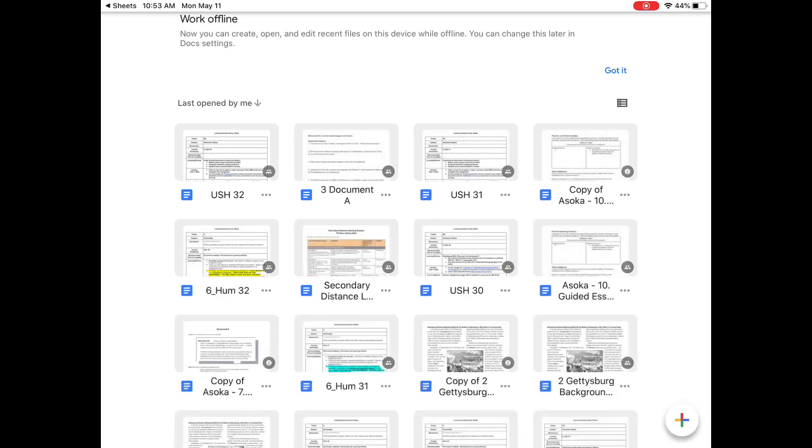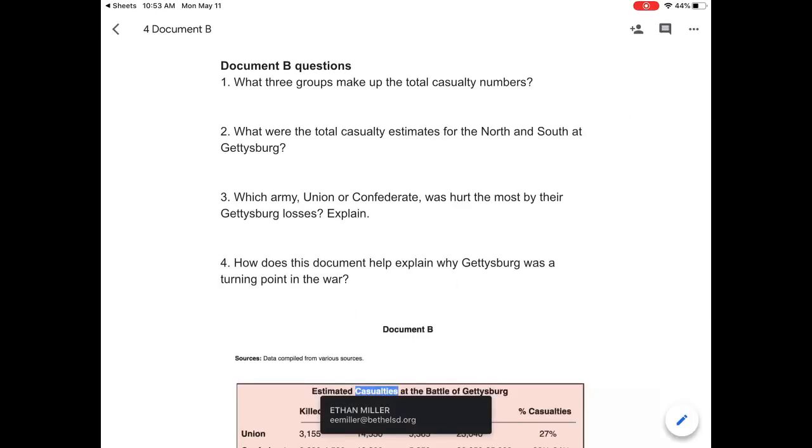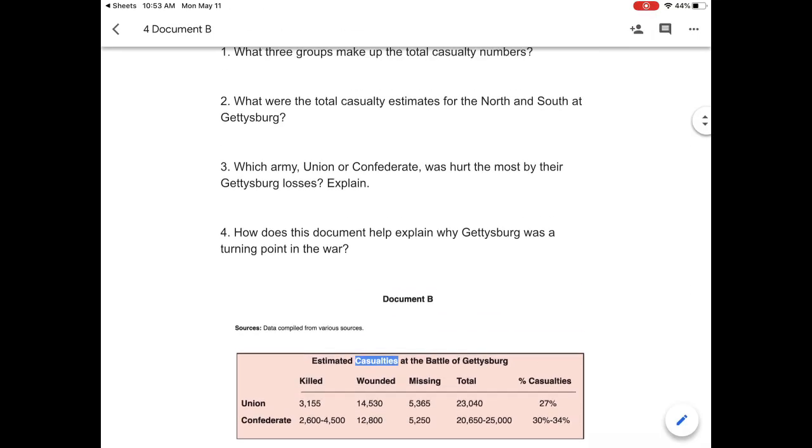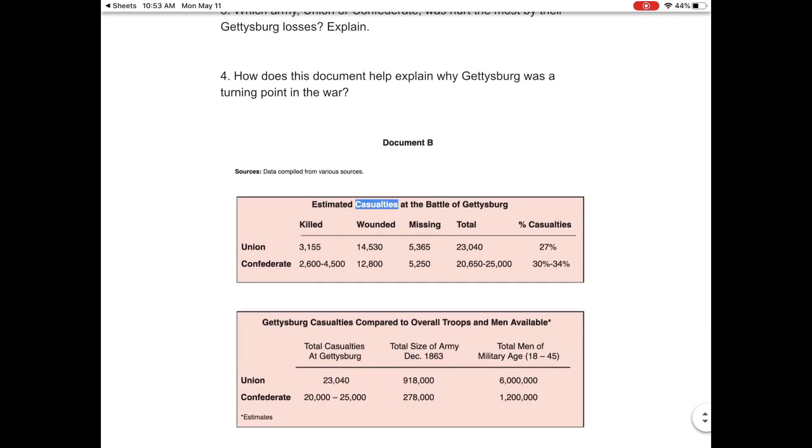Document B for our U.S. History DBQ. This is lesson 32. And once again, we have the questions up top, and then we have the document that we're looking at down here.